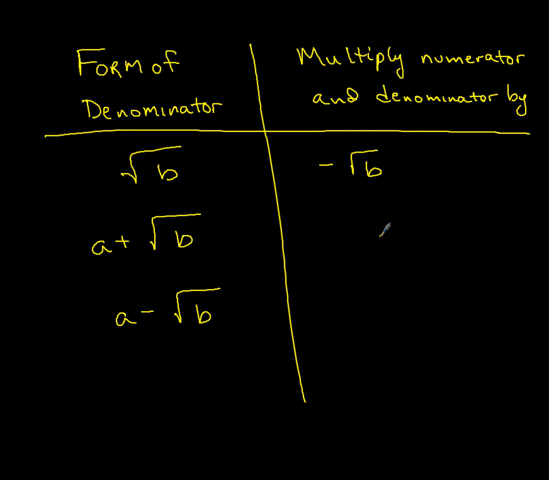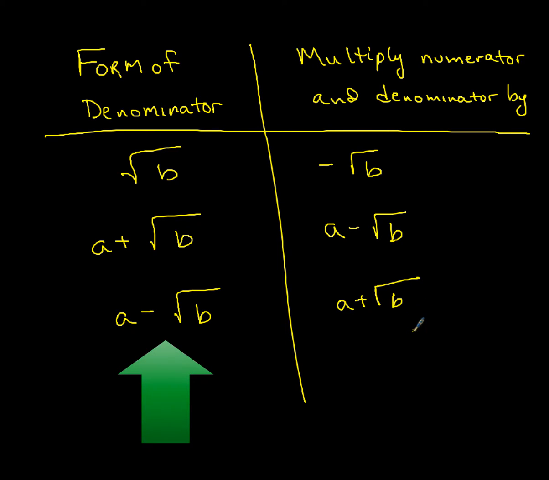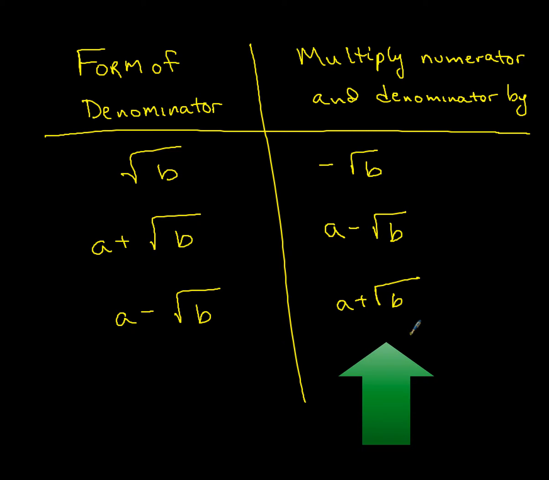If you have a plus the square root of b, you're going to multiply by its conjugate, which is a minus the square root of b. And similarly, if you have a minus the square root of b, its conjugate is going to be a plus the square root of b. That's all you're going to multiply the numerator and denominator by. So you have to recognize what form the denominator is in first, and then multiply it by its appropriate conjugate.